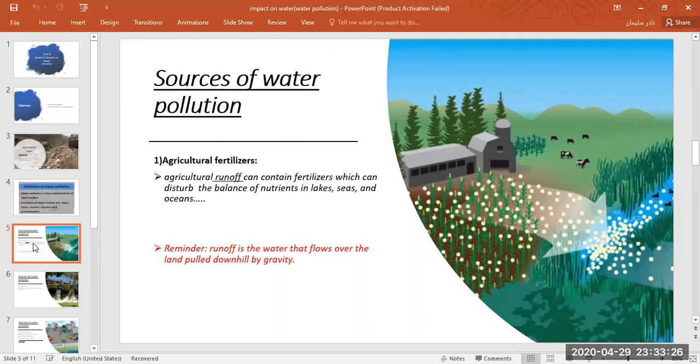This will disturb the balance of the nutrients in lakes and seas and oceans, and this will affect the aquatic organisms that live in rivers and streams and other water bodies. Okay, so the first source of water pollution is the agricultural fertilizers.